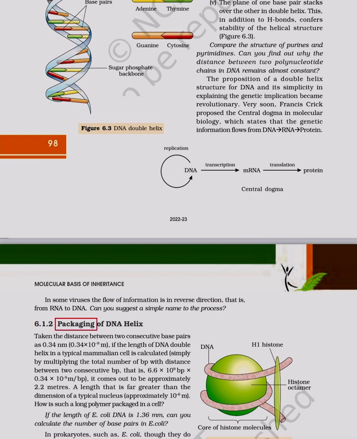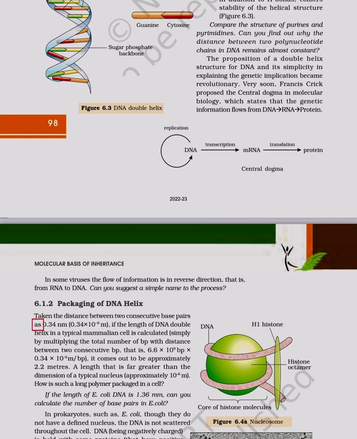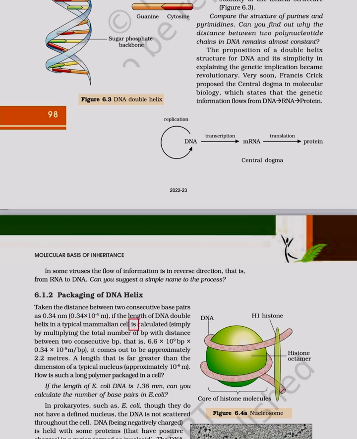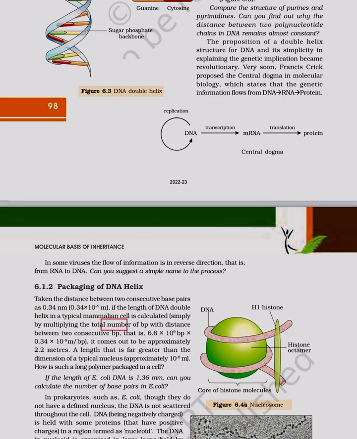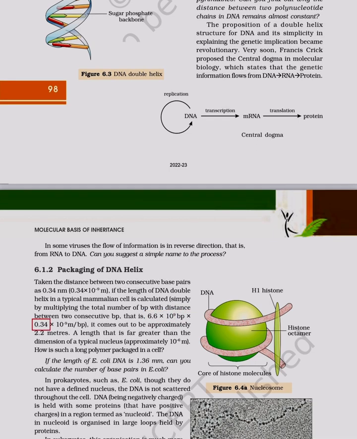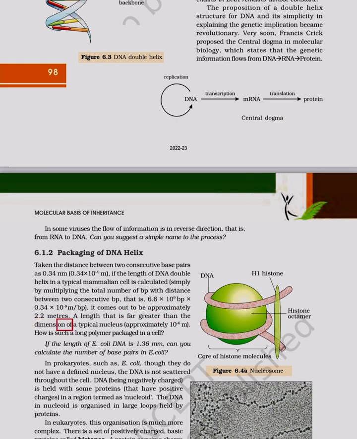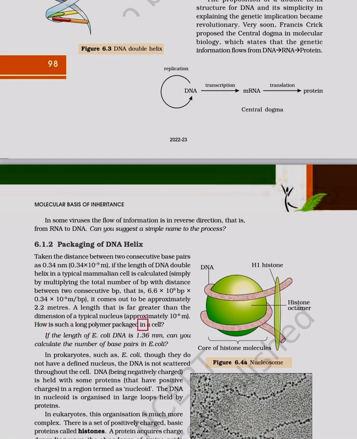6.1.2 Packaging of DNA helix. Taking the distance between two consecutive base pairs as 0.34 x 10^-9 m, if the length of DNA double helix in a typical mammalian cell is calculated simply by multiplying the total number of BP with the distance between two consecutive BP, that is, 6.6 x 10^9 BP x 0.34 x 10^-9 m, it comes out to be approximately 2.2 meters, a length that is far greater than the dimension of a typical nucleus, approximately 10^-6 m. How is such a long polymer packaged in a cell?